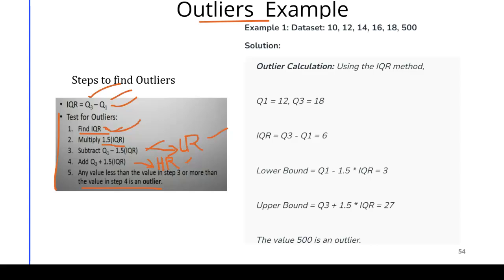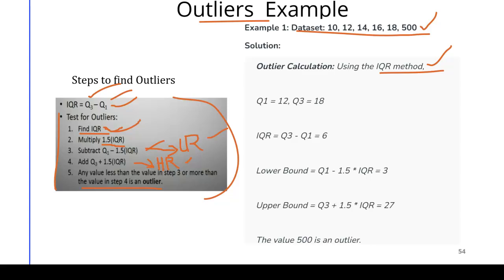Let us take an example. You have a data set with 6 observations: 10, 12, 14, 16, 18, 500. This is the set of observations given in the data set. How do we calculate the outlier using the IQR method? There is another method called Z-score, which we are not going to see here. We are going to see only the calculation of outliers using the IQR method. Let's follow all these 5 steps to calculate the outlier in the given set of observations.